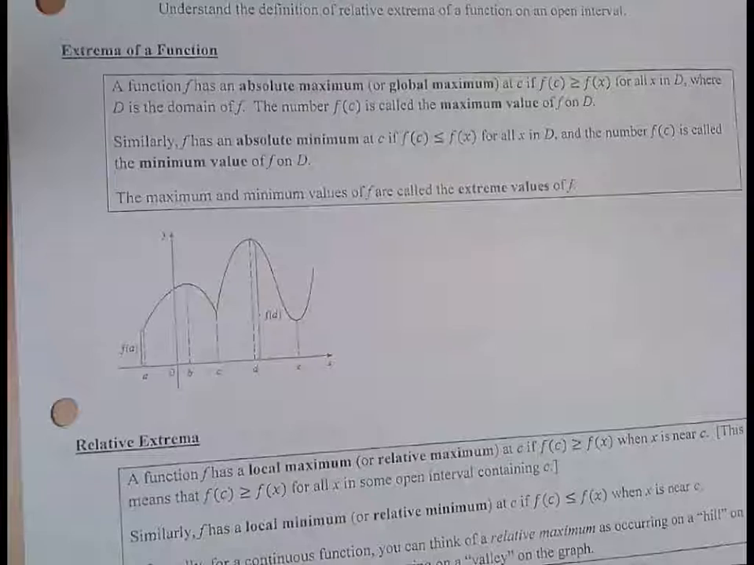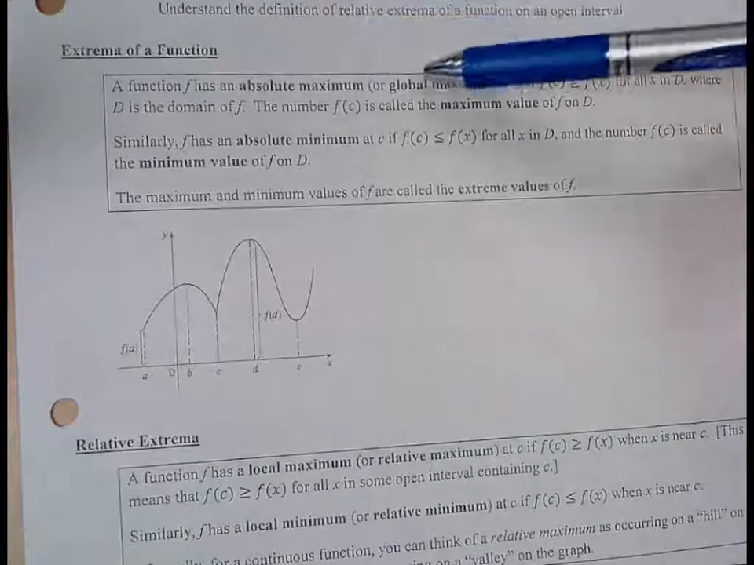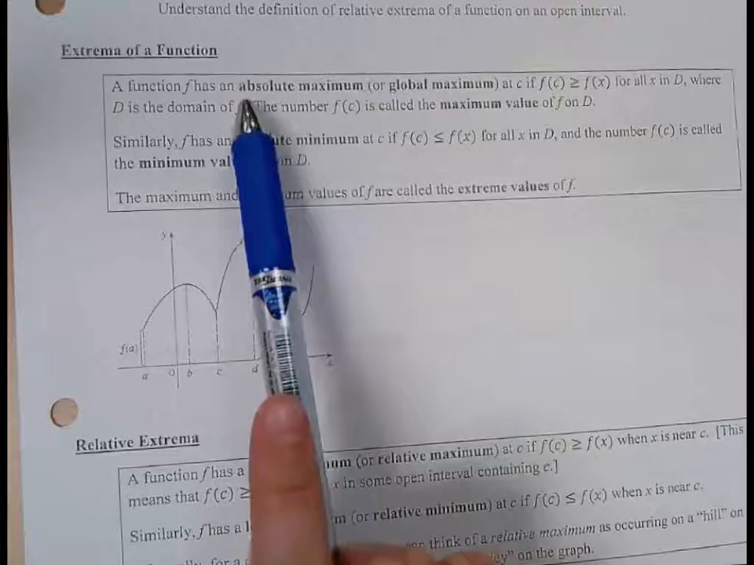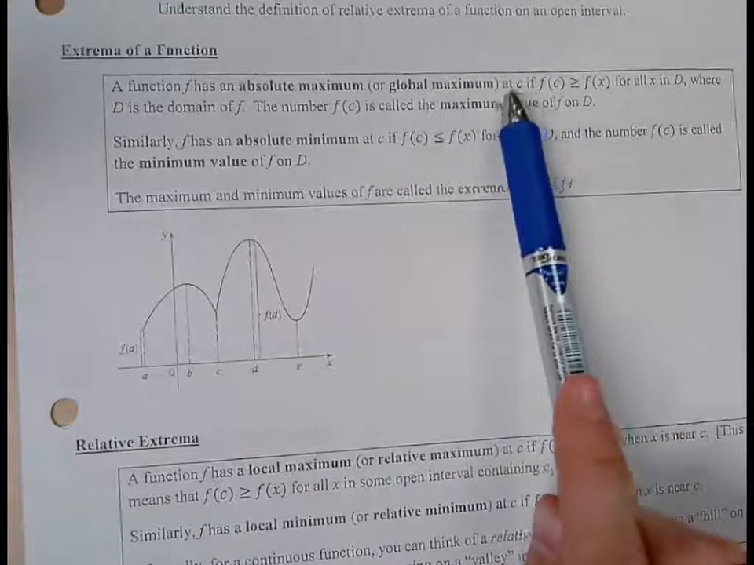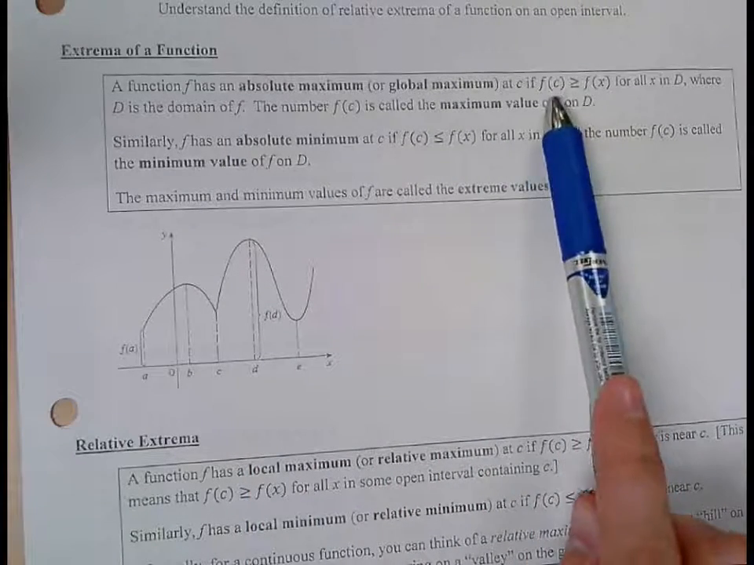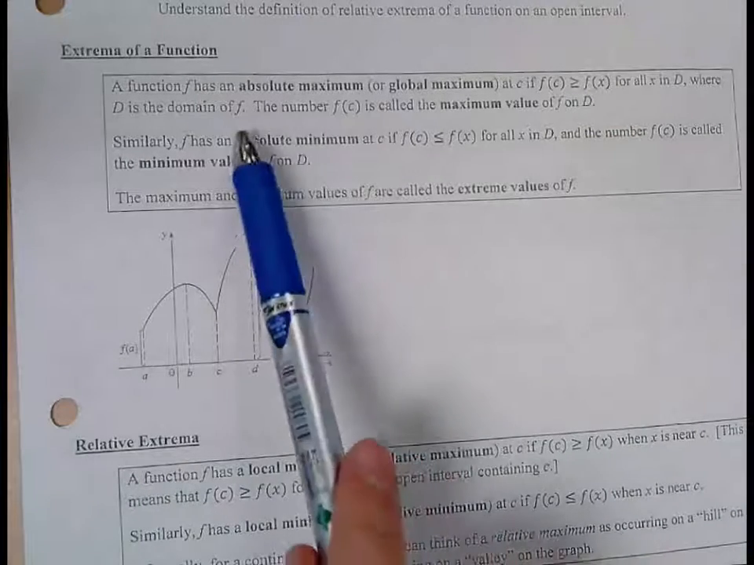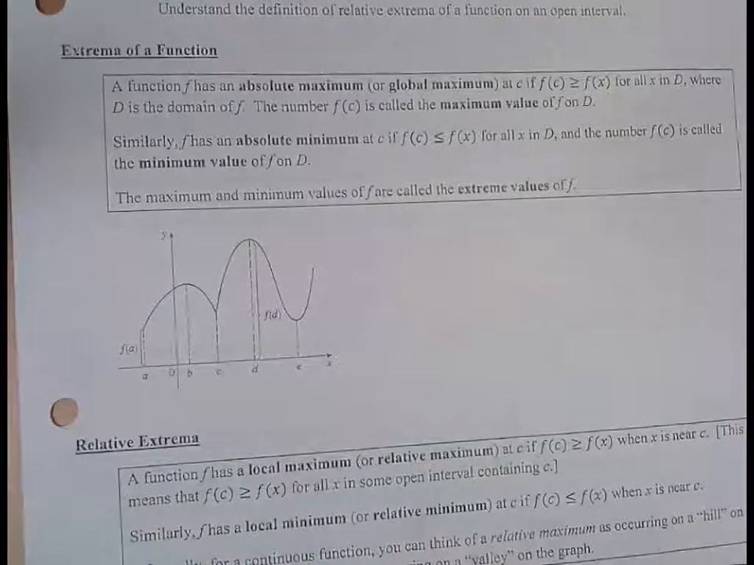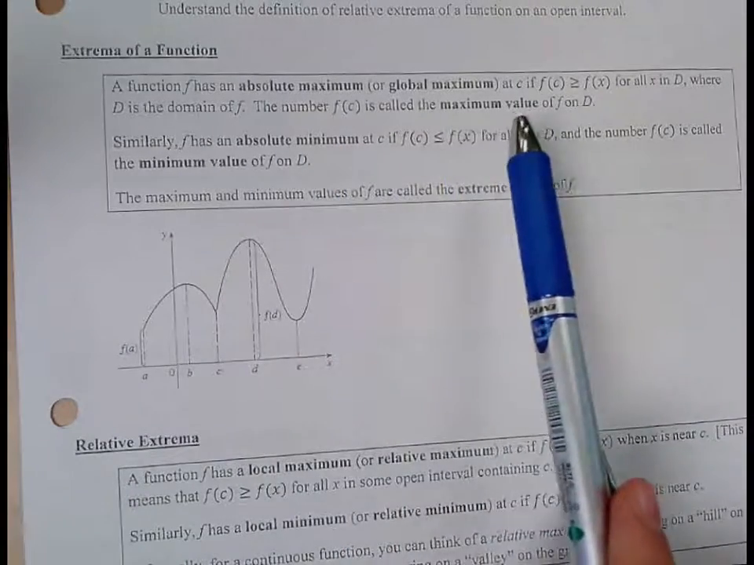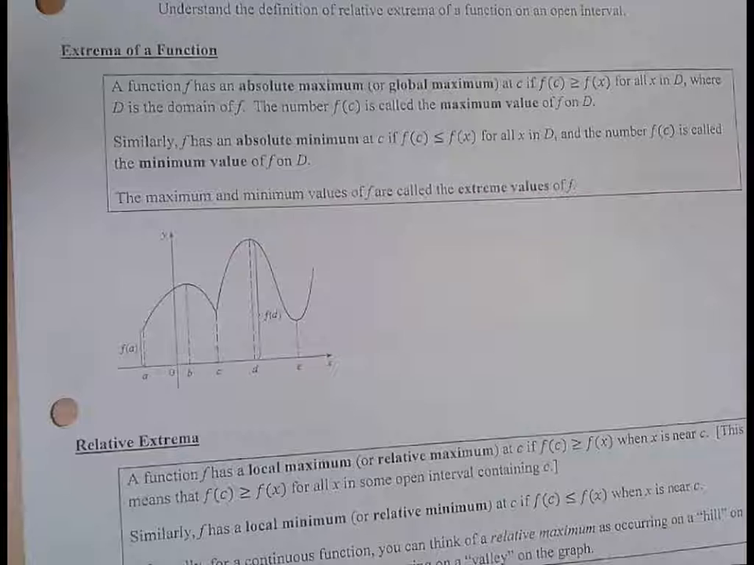But absolute is typically the terminology used over global, but they mean the same thing. So the absolute maximum would be at C as long as f of C is greater than or equal to f of x for all x in D, where D is the domain of f. And then that number, f of C, whatever that y value is, is called the maximum value. So it is the absolute highest value of a function if there is one.